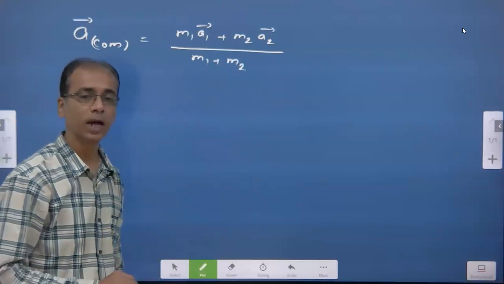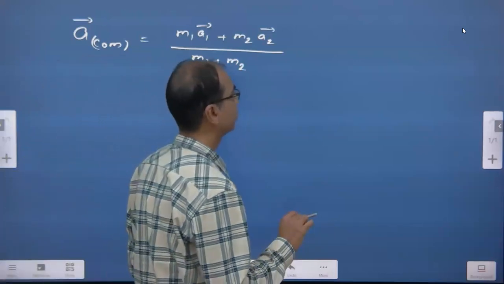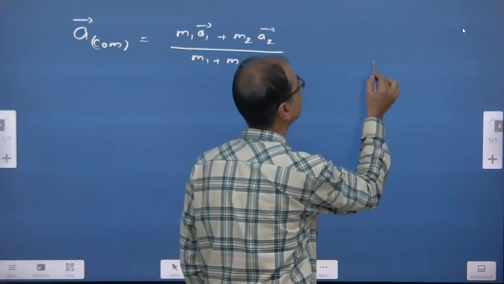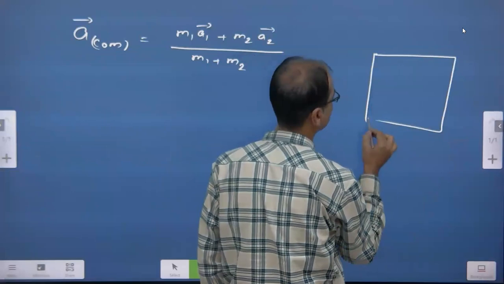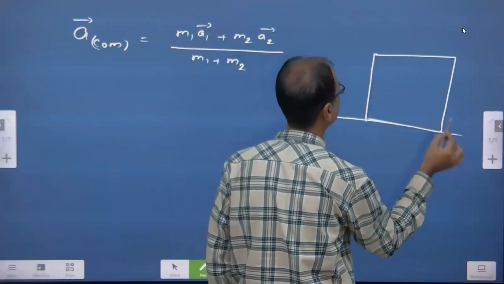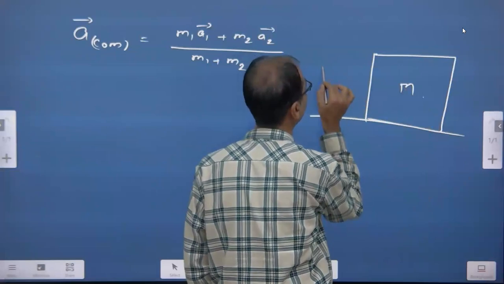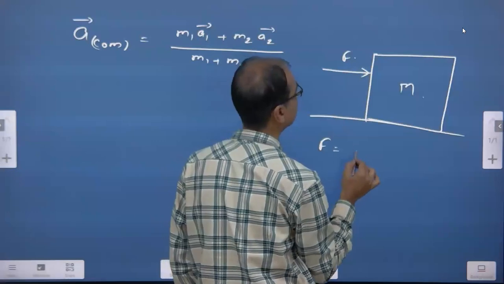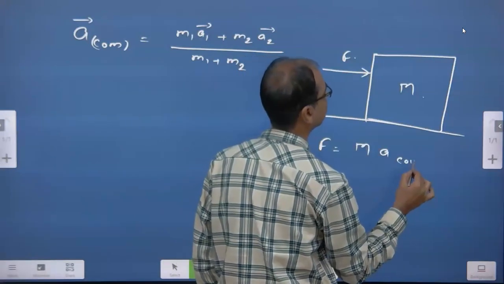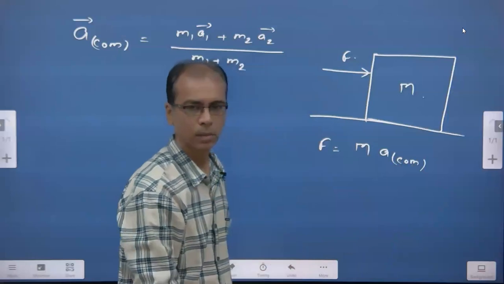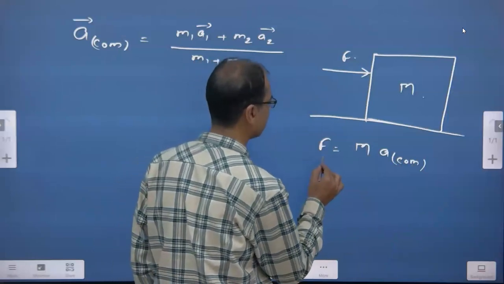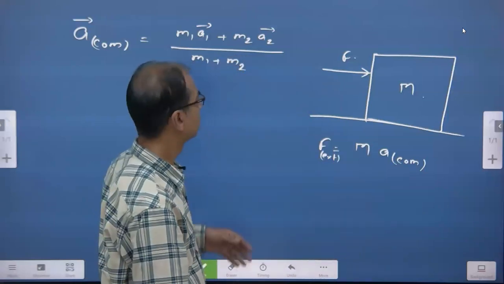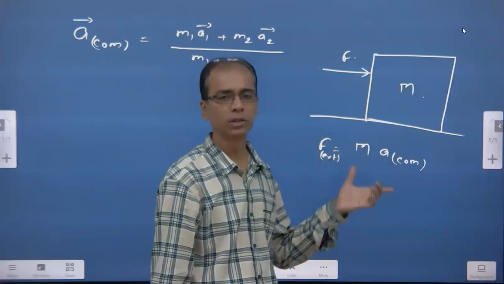And before, when we started the chapter, we said that if there is a system or a big object in which there can be multiple particles, its mass is m, let's say. And when you are applying a force on this, then this force we call m into acceleration of center of mass. This is the external force, or net external force. So net external force is equal to total mass into acceleration of center of mass.